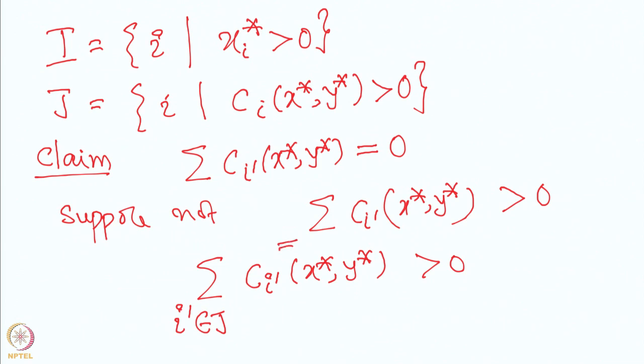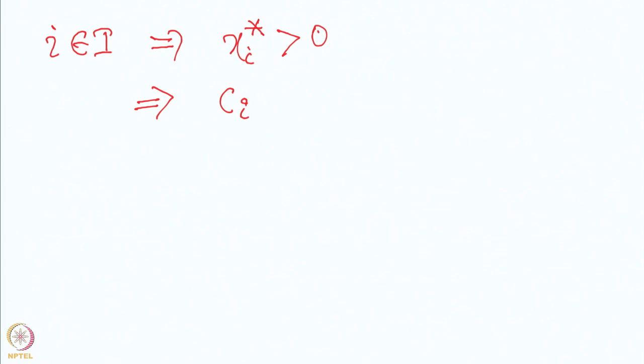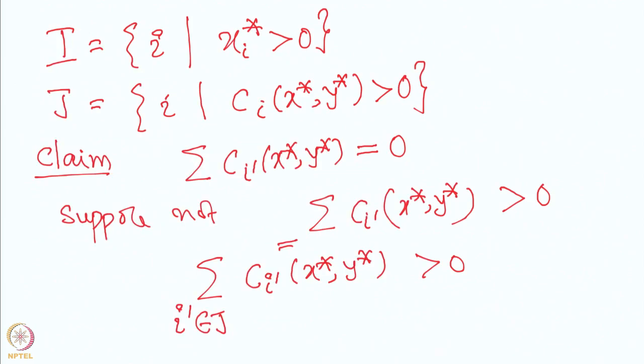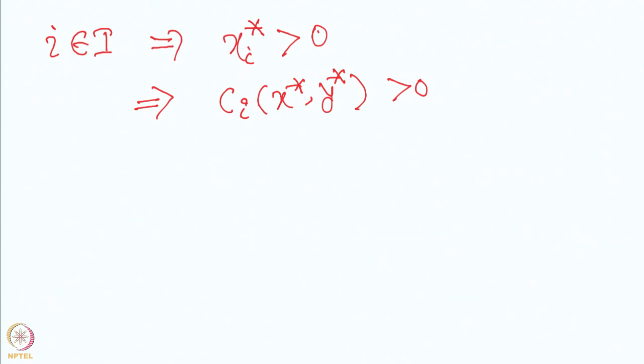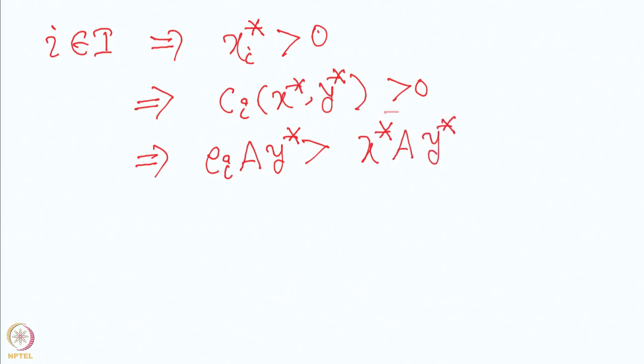Now, for all i belonging to I, this implies x_i star is greater than 0, this implies c_i of x star, y star is greater than 0, because this is by our contradiction. This is coming from the contradiction because we have assumed this. Therefore, this c_i of x star, y star is strictly greater than 0. What this implies, by the definition of c_i, which is basically the excess pay that he is getting, is that e_i transpose A y star is bigger than x star transpose A y star.